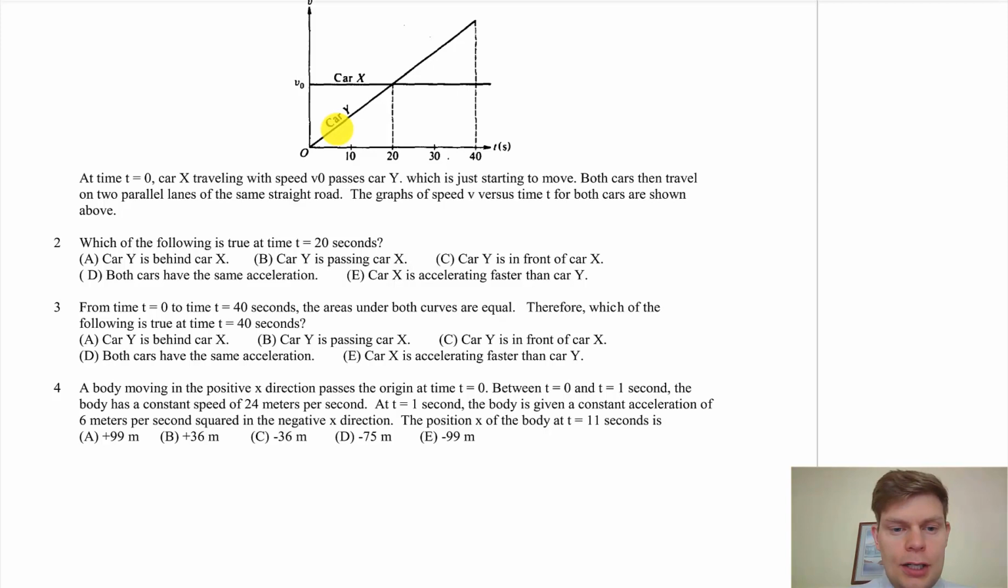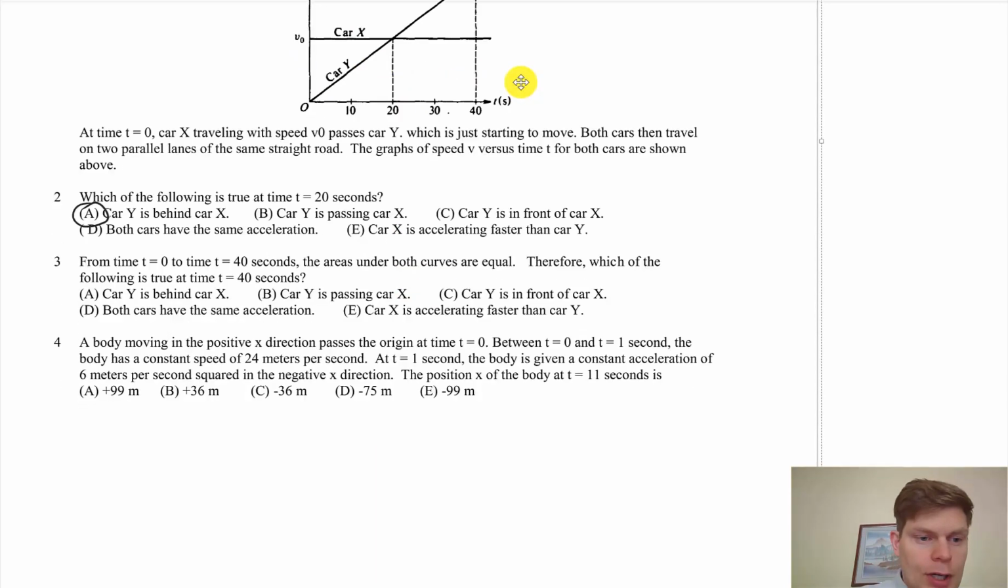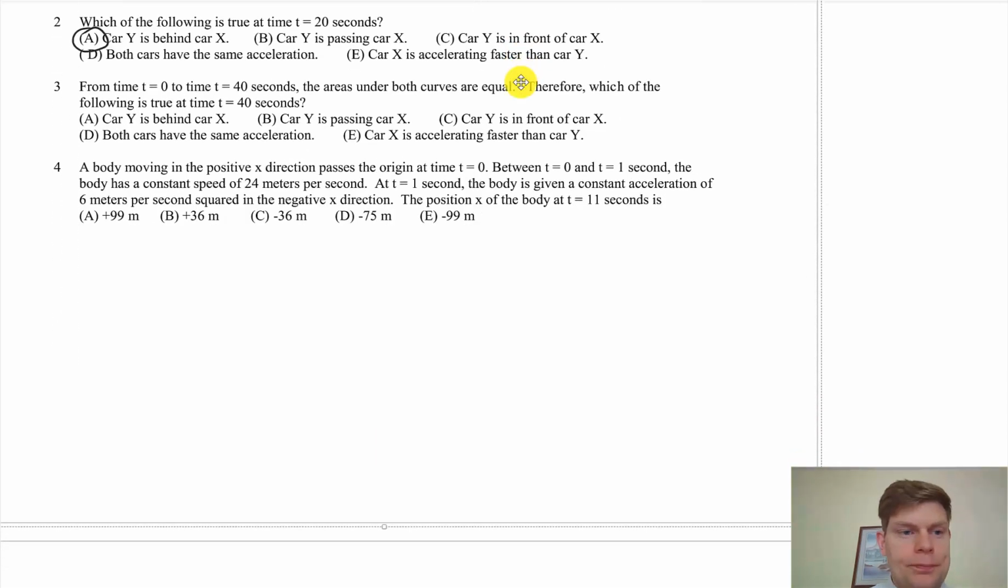However, they're going the same speed at that point. Car Y has not gone as far, so car Y is behind car X. So that's this guy. Car Y is certainly not passing car X because they'd have to be at the same position at that point. That'll come up, don't worry. Car Y is certainly not in front of car X. It hasn't gone as far. This area is less than this area. They certainly do not have the same acceleration. Car X has 0 acceleration and car Y is rocketing pretty good. And car X is not accelerating faster than car Y. It's accelerating at 0. It's got a slope of 0, a velocity derivative of 0, rate of change.